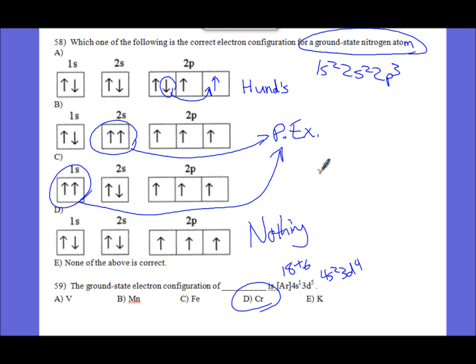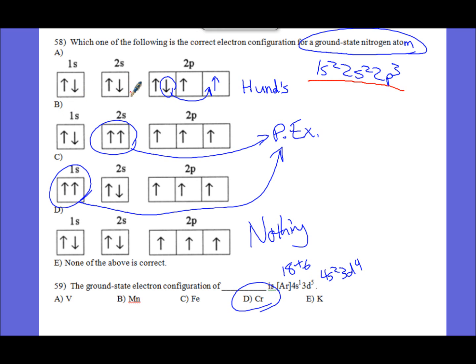58. Somehow the letter M fell off of this, but we're looking for the electron configuration for a ground state nitrogen atom. So before I even look at those answers, I wrote down the configuration for nitrogen. There it is, 1s2, 2s2, 2p3. And then I started evaluating each of these.